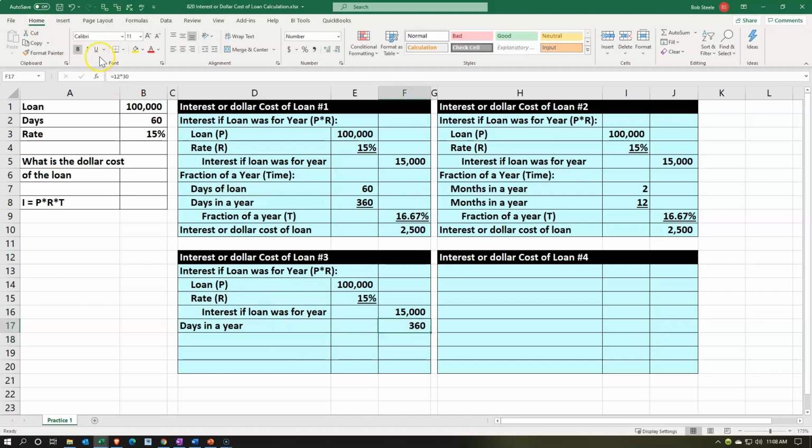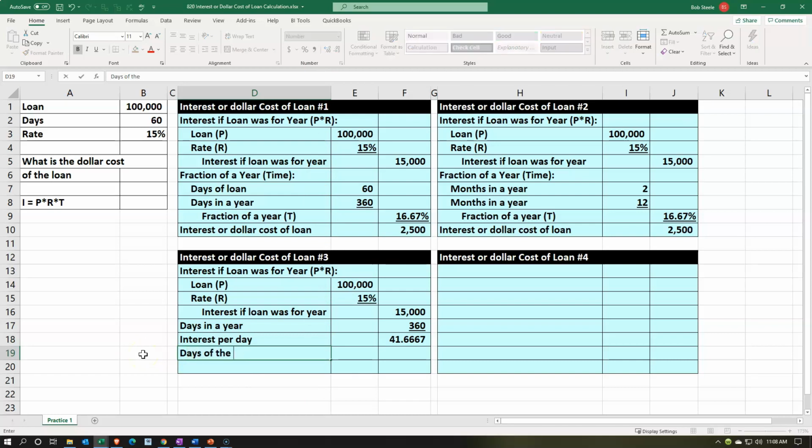I'm going to go Home tab, Font group, and underline. And that's going to give us our interest per day. So the interest per day would be equal to the 15,000 divided by the 360. So we got 42 interest per day. Let's go to the Home tab, Numbers, and add some decimals. The decimals could matter here because it's per day.